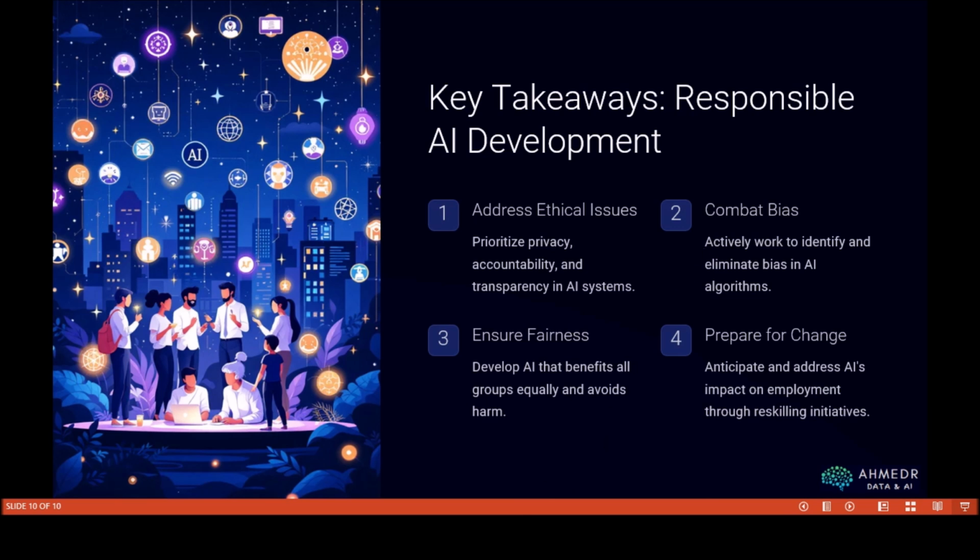Let's recap what we have learned in this session so far. In this lesson, we have explored the complex ethical issues surrounding AI, from privacy to accountability to bias and job displacement, and the need for global AI regulation. It's clear that the future of AI depends on how we address these challenges. As AI continues to evolve, it's crucial that we work together to ensure that AI serves humanity in a fair, transparent, and responsible way.